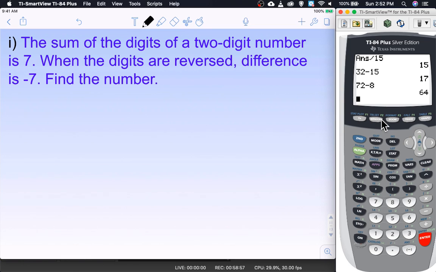Letter I. The sum of the digits of a two-digit number is 7. When the digits are reversed, the difference is negative 7. Find the number. Okay, let's see if you can go from beginning to end, the whole way through the problem. So define your variables, set up your system of equations, solve the system, get your solution. Go ahead and pause the video and do that right now.